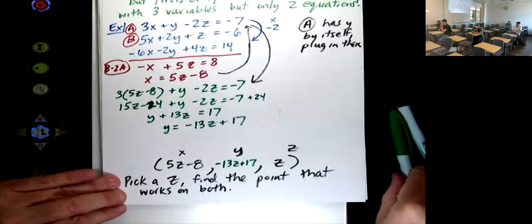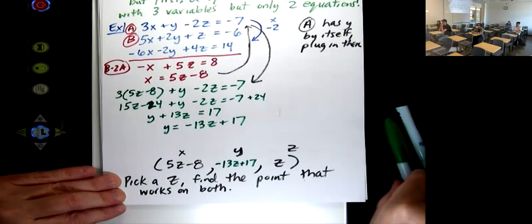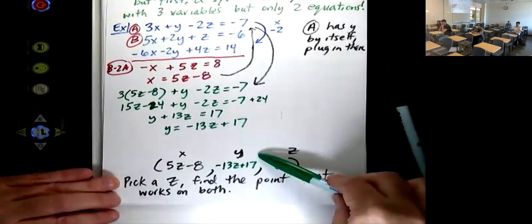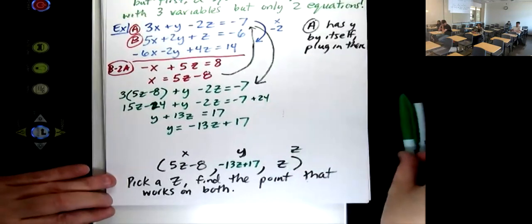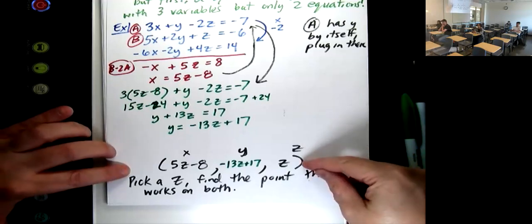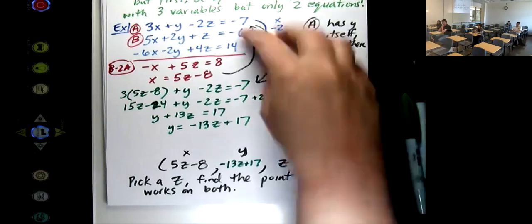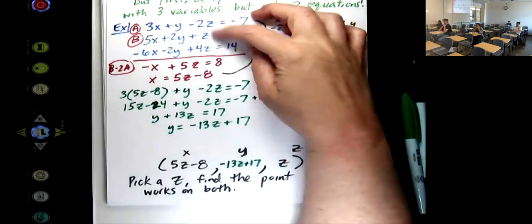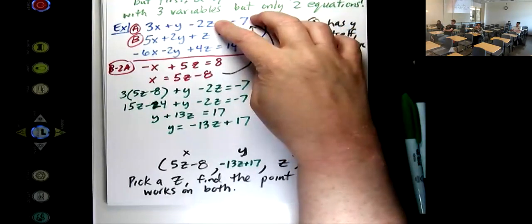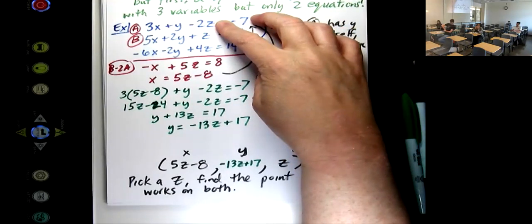You should be able to get the same thing plugging into the other one. If you plug in x up here, you should get the same value for y when you solve for it. So we don't have an actual value, like when we solved the 3 by 3, we were able to come up with an actual coordinate. But whether you know it or not, when we have 3x plus y minus 2z, this is actually the equation of a plane in 3 space.